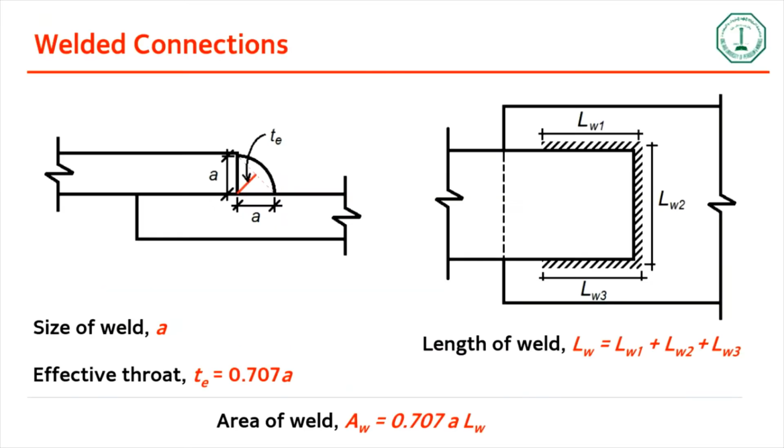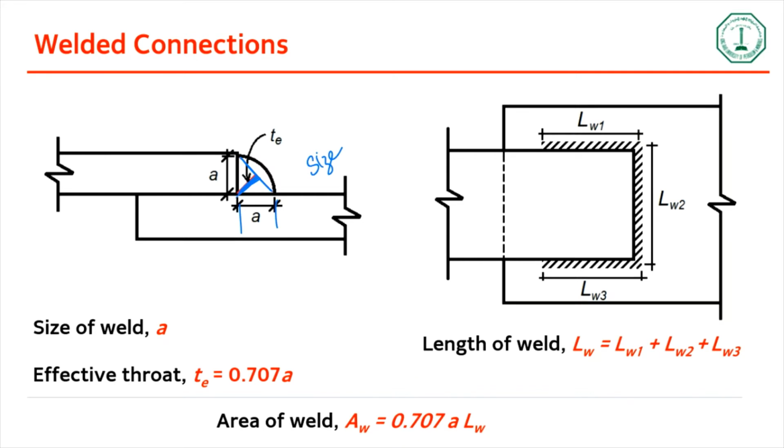So first of all, what we need to know here is the terminology. The size of the weld is essentially, as you can see, your weld is something like a quadrant of a circle, and you can see that this width is called the size of the weld. This A is known as the size of the weld. And then if you just connect these, this length is known as the effective throat.